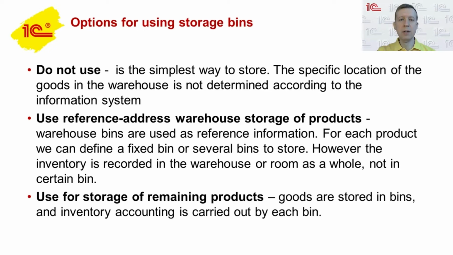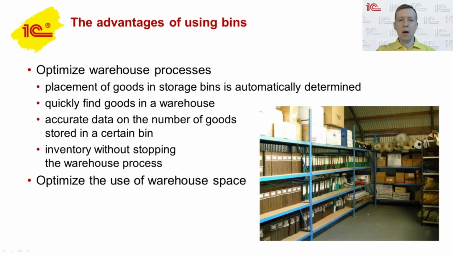And the last one, use storage bins for storage of remaining products. Goods are stored in the bins, and inventory accounting is carried out by each bin. Advantages of the last option: automatic placement of goods in storage bins according to the program. The placement algorithm takes into account the characteristics of the goods themselves, size of packaging, for example, standard size of bin, or strategy of joint placement of goods in one bin, etc.